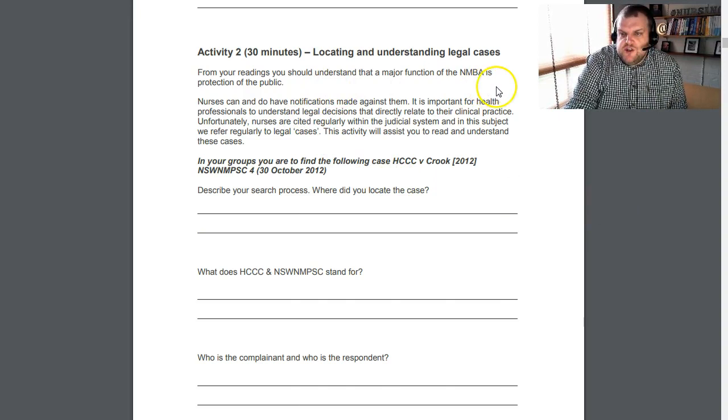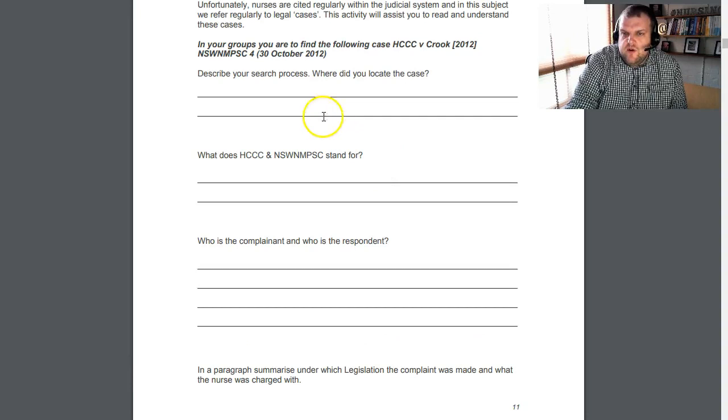So from your readings, you should understand a major function of the NMBA is protection of the public. So this is a good point to talk about the difference between the HCCC and the NMBA, and what the role of the HCCC is, and how they bring nurses for professional misconduct cases. So locating and understanding the case, we asked them to look up HCCC v Cook 2012. So they'll go find that and describe their search process.